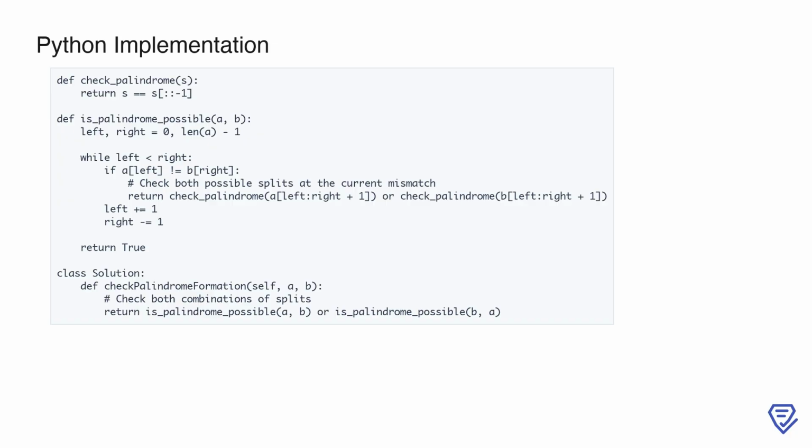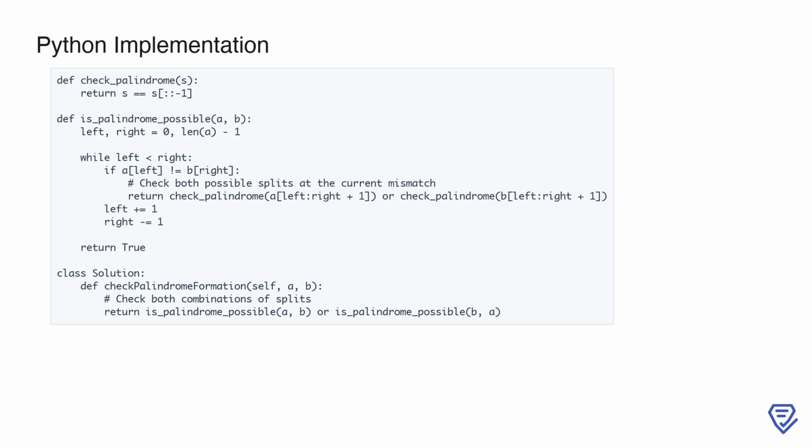2. Helper function, is_palindrome_possible. This function examines whether we can split two strings, A and B, such that the resultant concatenated string forms a palindrome. It uses two pointers, left and right, to traverse the strings. If a mismatch occurs between A[left] and B[right], we check both possible splits at the mismatch point: A[left to right+1], the substring from A to complete the palindrome, and B[left to right+1], the substring from B to complete the palindrome. If either split forms a palindrome, the function returns true. Otherwise, it continues checking.